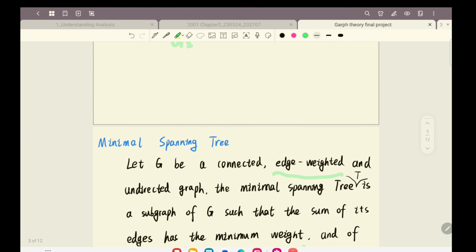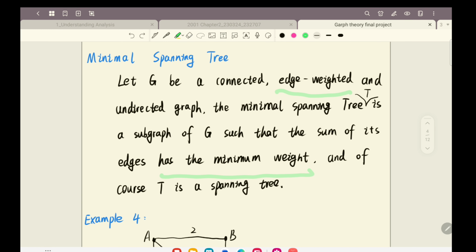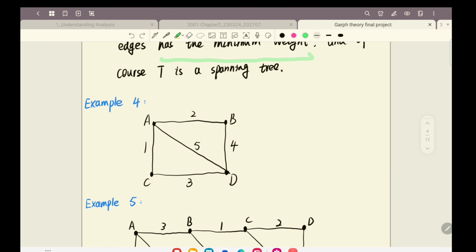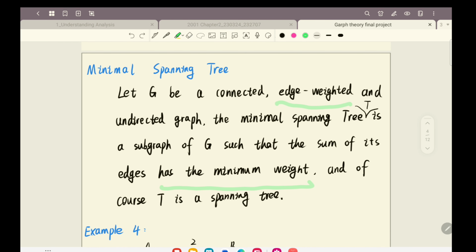So after we know the spanning tree, we can introduce the idea of the minimal spanning tree. We let G be a connected, edge-weighted, and undirected graph. What does edge-weighted mean? It means every edge of G has a numerical value. Just like we showed in example 4, there's a numerical value on each edge. So it's a connected, edge-weighted, and undirected graph.